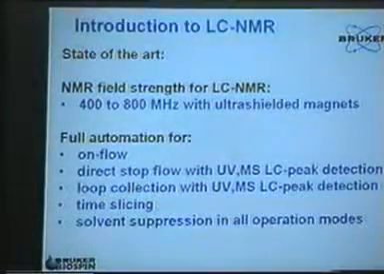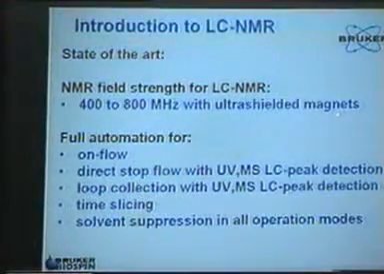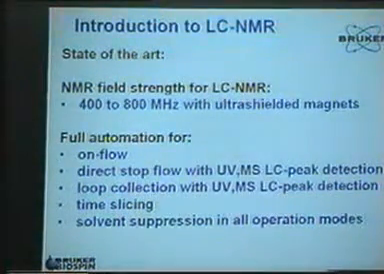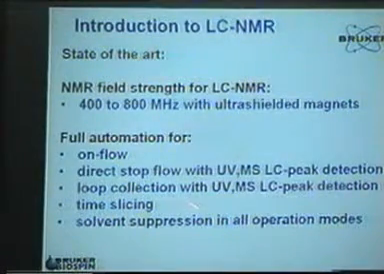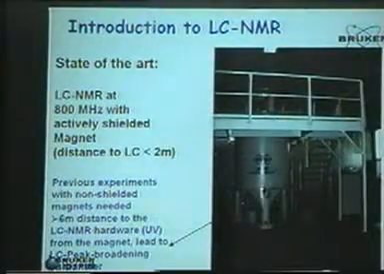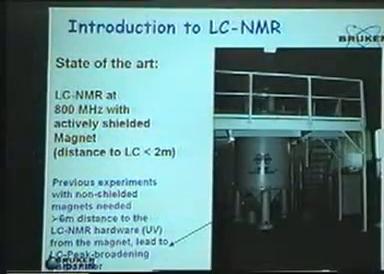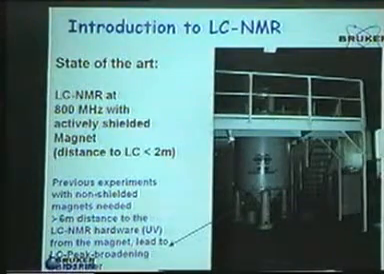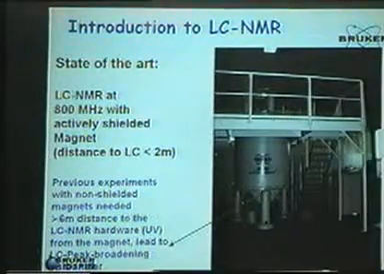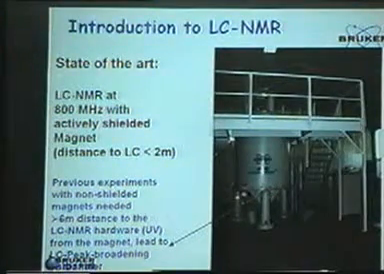So the state-of-the-art LC-NMR systems go from 400 to 800 megahertz, with ultra-shielded magnets if possible. We have full automation, which is very important so that it can be easily used in your NMR lab. I will speak about several things: you have stop flow and you have loop collection. This is the LC-NMR system installed on the 800 megahertz in Karlsruhe. This is, by the way, the actively shielded 800 megahertz magnet. Here is an LC-NMR probe, and this is the LC-NMR system. Since this system is shielded, the LC-NMR column is closer. Next.